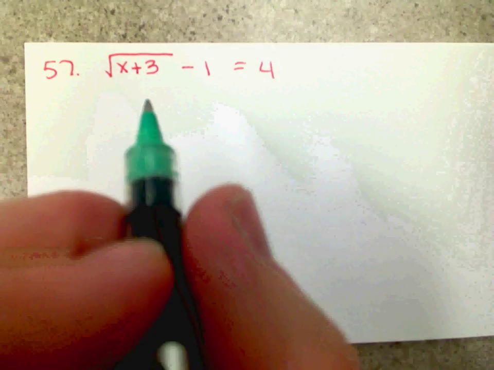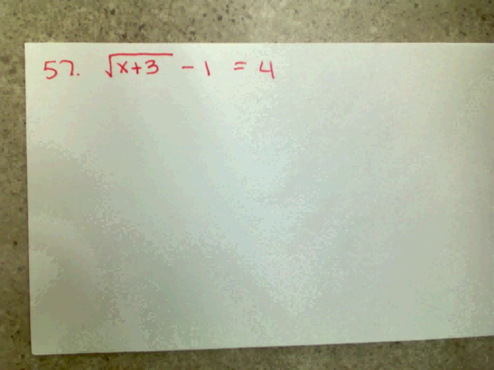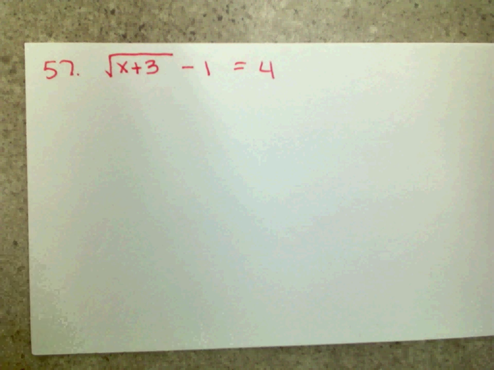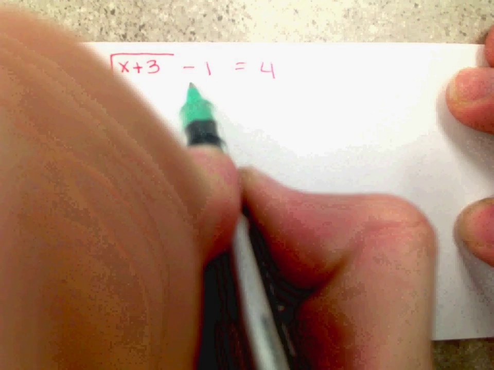Okay, 57. We're solving an equation that has a radical in it. Solve them just like you solve anything else with algebra. Move stuff until you can get x by itself. And just move everything by thinking, how can I get it to the other side? So if I want to get rid of a minus 1, I'm going to add 1.